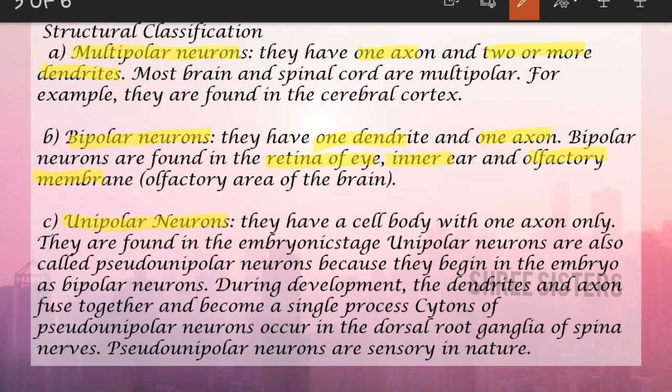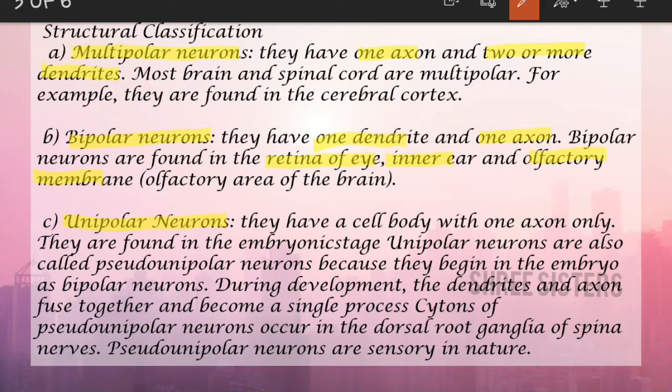If you notice one thing, all the bipolar neurons are related to senses, and the multipolar neurons are related to transmission. You could remember that the brain and the spinal cord are the central nervous system. They help in transmission of messages, right? So the multipolar neurons help in that, and bipolar neurons are in sensory organs like the eye, ear, and olfactory membrane. It's just a trick to remember. If it doesn't help you, I'm sorry.